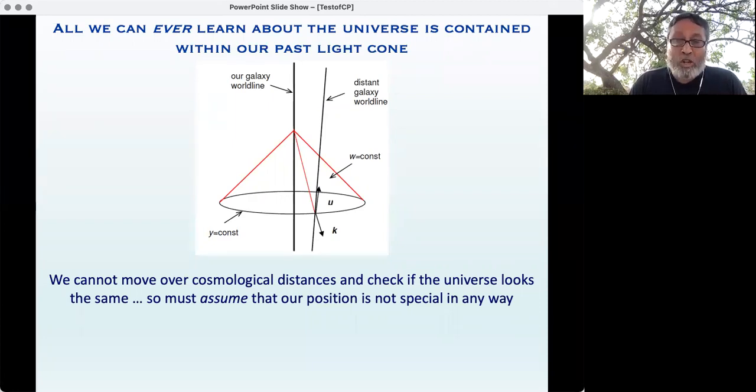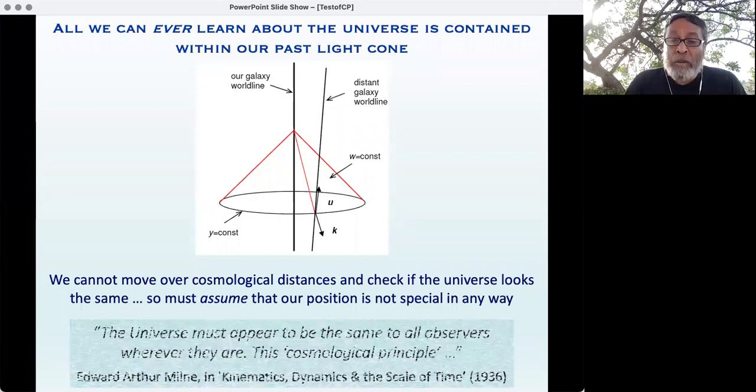But when it comes to constructing the metric of space-time in the whole, we have always assumed that our position is not special in any way. And this has been dignified by the name of the cosmological principle. It actually goes back earlier than this to Einstein. But the person who gave it this name was Edward Milne. He was, in fact, the Rouse Ball professor of mathematics at Oxford.